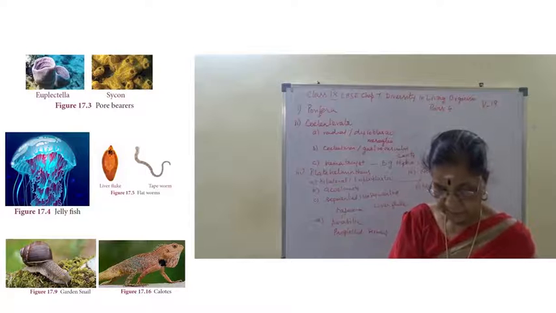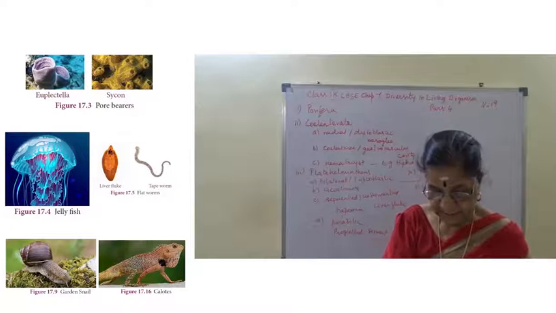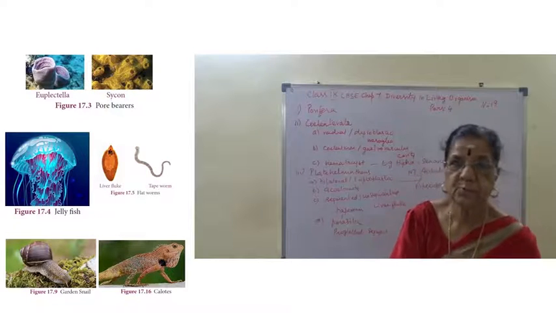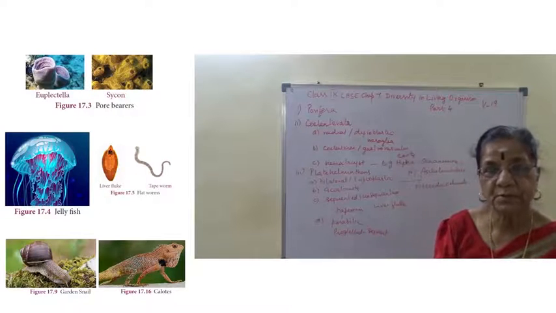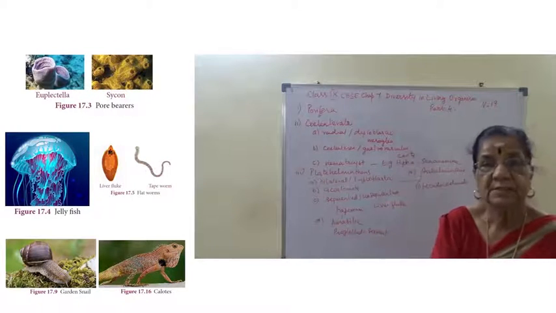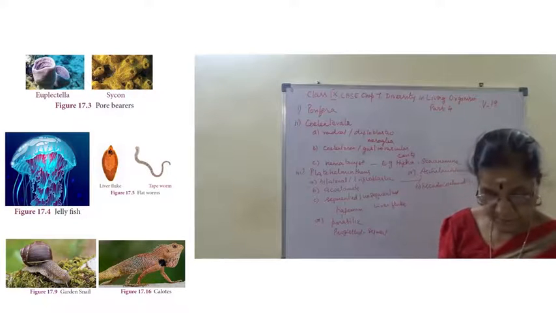They are either free living or parasitic. Some examples: planarian, or parasitic ones such as liver fluke and tapeworm. Free living is planaria. Planaria reminds you of reproduction, regeneration, which we have studied; that is the example, planaria.